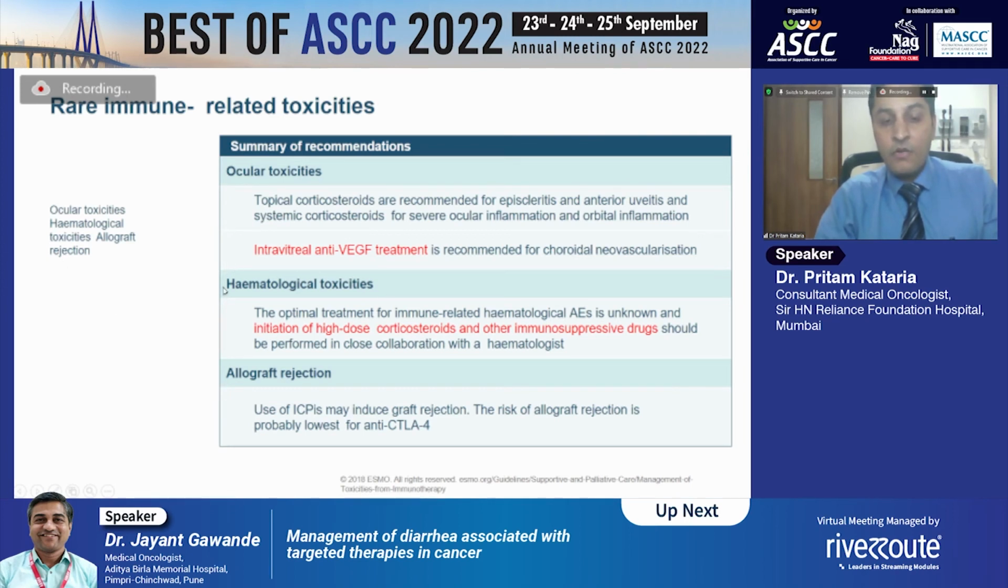For hematological toxicities, the optimal treatment is not known. However, we should be starting these patients on high-dose corticosteroids, and if need be, we should be starting other immunosuppressive therapies. There's a risk of allograft rejection while using immune checkpoint inhibitors. However, the risk of allograft rejection is less with anti-CTLA-4 therapy.